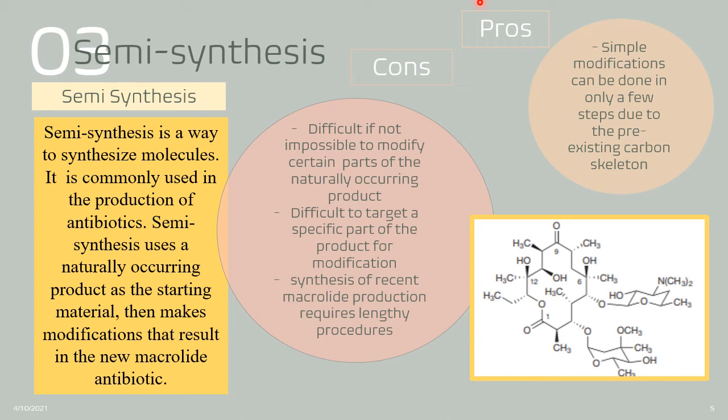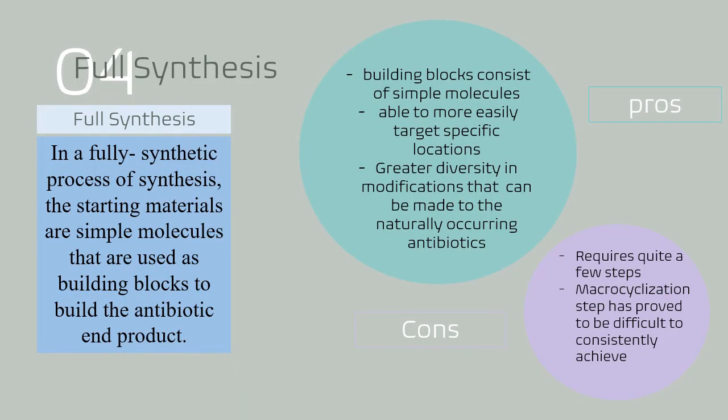The more complex the modification is, the more steps that are added, and the more likelihood that the reaction is altogether impossible increases. The problems that are seen while using the semisynthetic method can be solved by instead using the full synthetic pathway. With full synthesis, simpler starting materials are used as building blocks to produce the antibiotic end product. This allows for a more simple synthesis that can produce very diverse antibiotics.